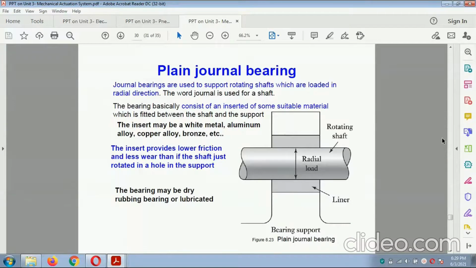Plain journal bearing. The bearings are used to support the rotation of a shaft with load in a radial direction. The word journal is used for the shaft. The bearing basically consists of an insert of some suitable material which is fitted between the shaft and the support. The insert may be white metal, aluminium alloy, copper alloy, bronze, etc. The insert provides lower friction and less wear than if the shaft just rotated in a hole in the support. The bearing may be dry rubbing, or with lubricant. So this is the diagram related to the plain journal bearing, and this is a bearing housing and this is the shaft.